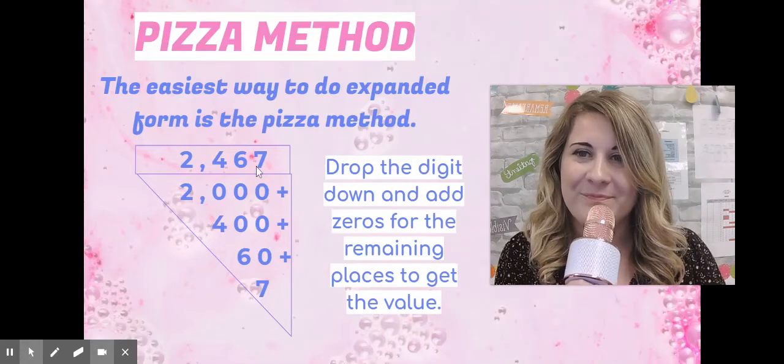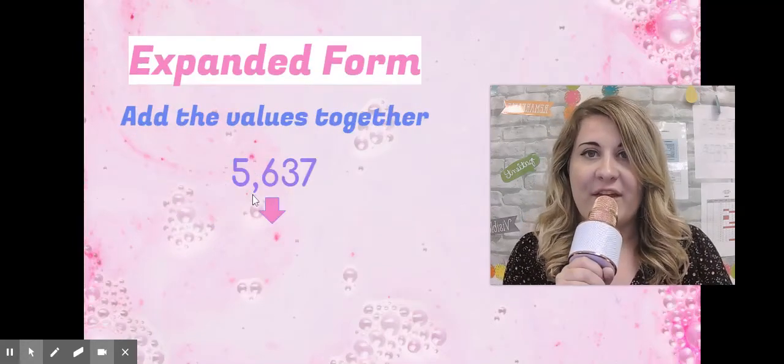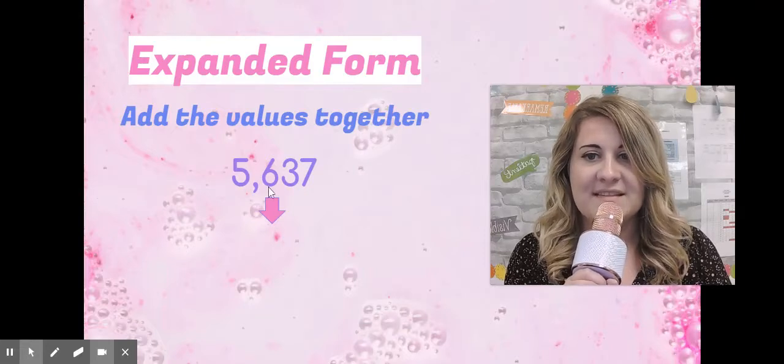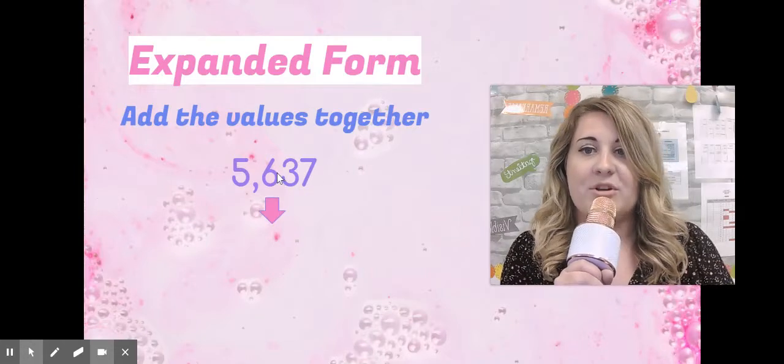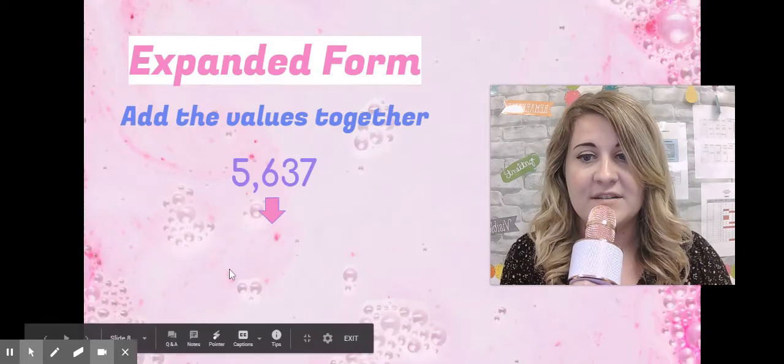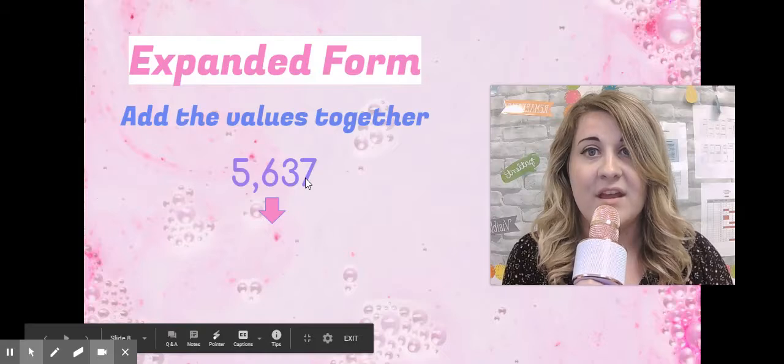Here we go. For this number, we have a 4-digit number. So write your number, 5,637, just like this in standard form, at the top of your paper. You're going to want to maybe draw a line underneath it, and you're going to drop the 5 down first, bring the comma down, and change the 6 and the 3 and the 7 to zeros.